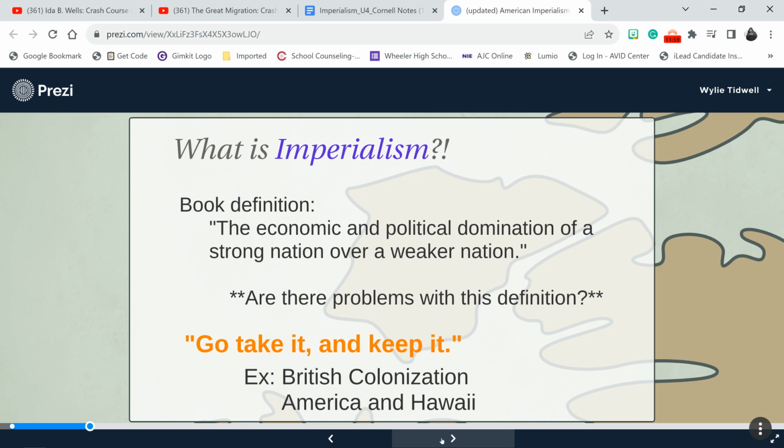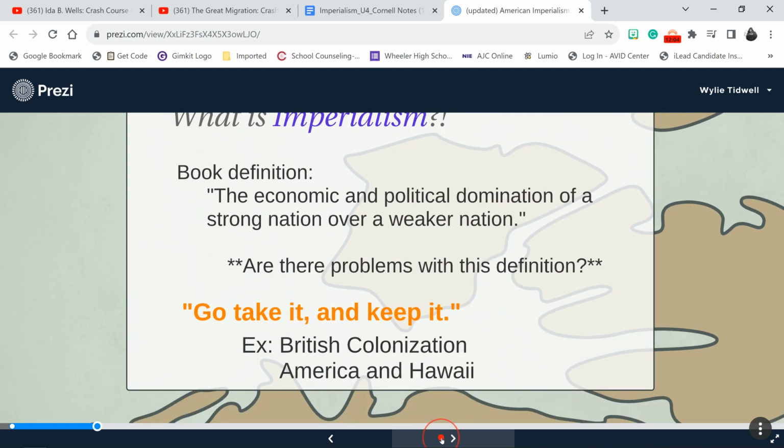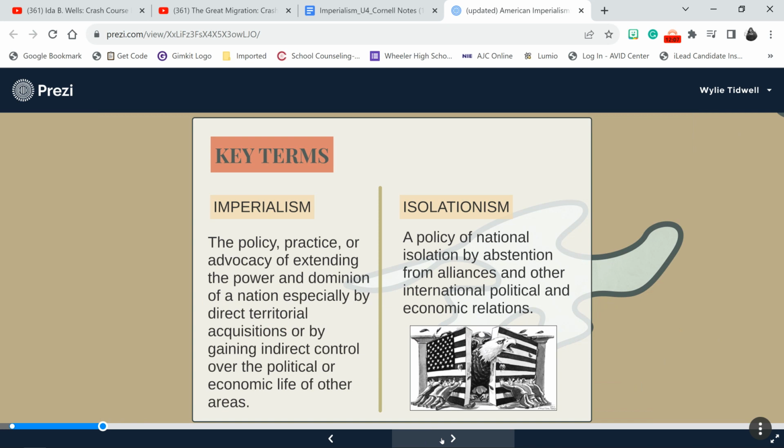And has anyone ever traveled outside the United States? Am I lying? Nope. I went before I started kindergarten. Okay, all right. So key terms to remember: you have imperialism, you have isolationism. Two words you have to make sure you clearly understand, very, very well.